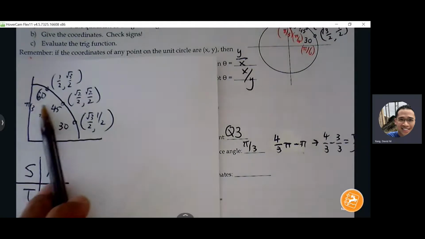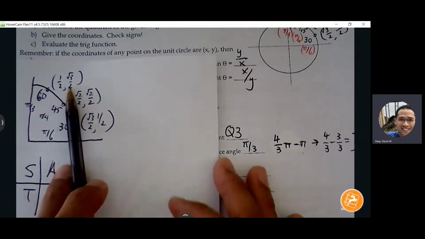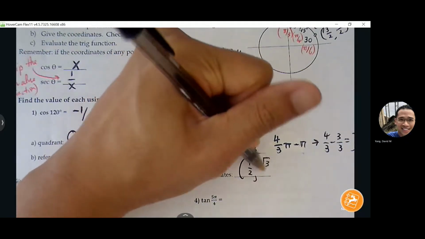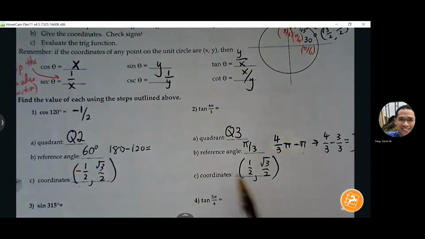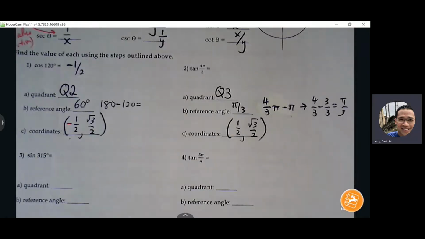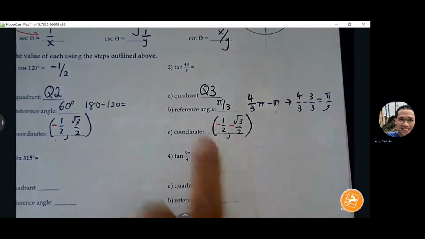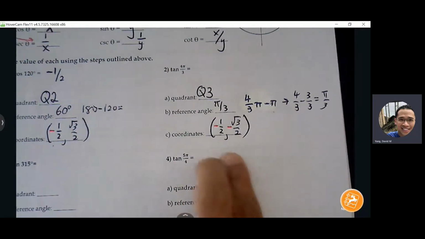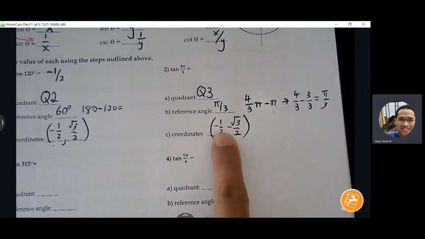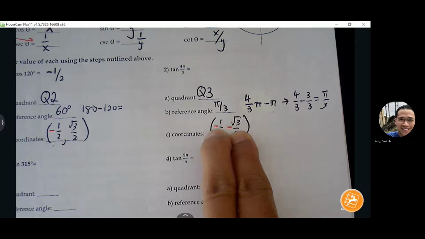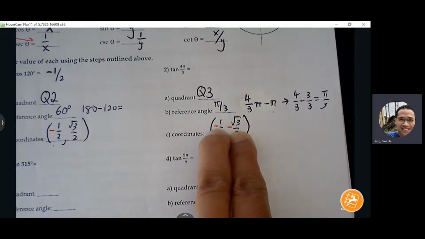And for pi over 3, you look at your order pair. Your order pair is 1/2, root 3 over 2. Third quadrant, what adjustment do we have to make? Negative, negative. And now you want to find tangent. Our strategy is we cover up the denominator and we do what? Y over x. So negative root 3 divided by negative 1.